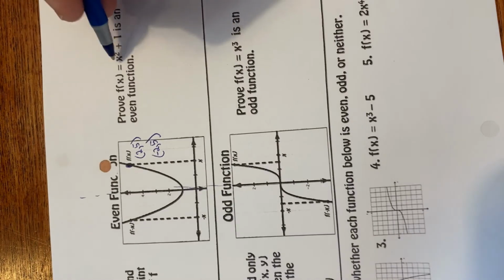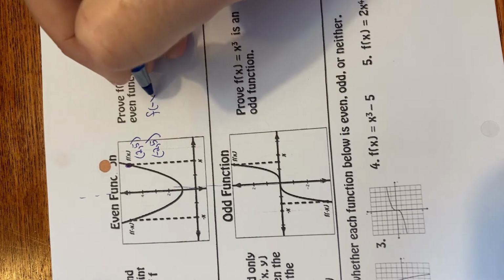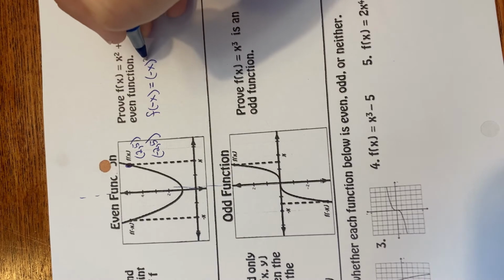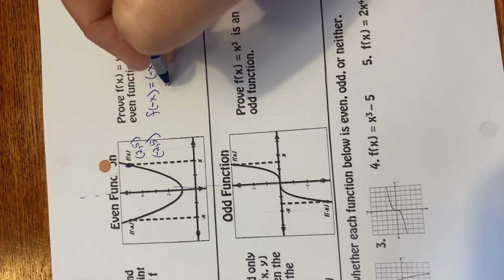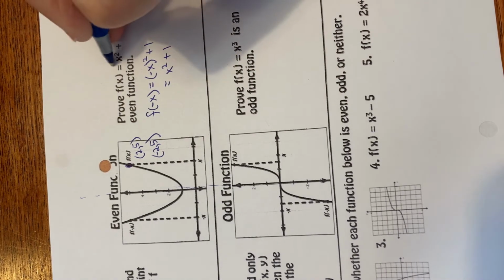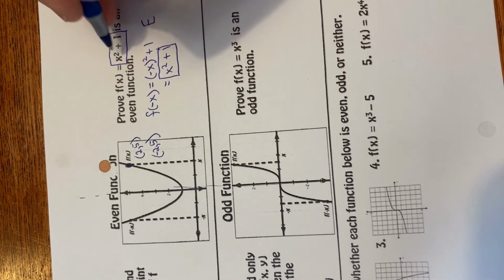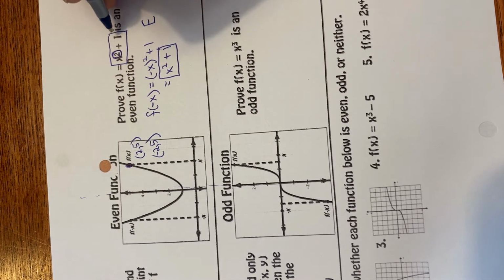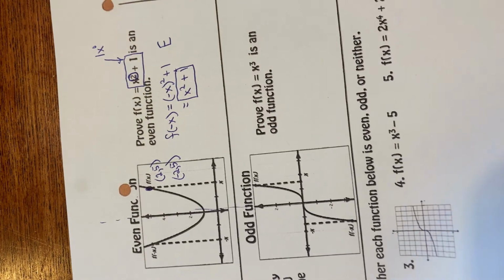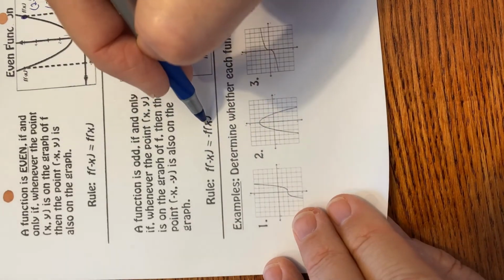All right, prove this. We can prove it using this rule. Wherever there's an x, replace that x with a negative x. Simplify that. Square a negative, you get a positive. Notice when I do that, I get the same exact thing, but I knew that was going to happen. I knew this was an even function because that's an even exponent, and 1 would be 1x to the 0. They're both even.